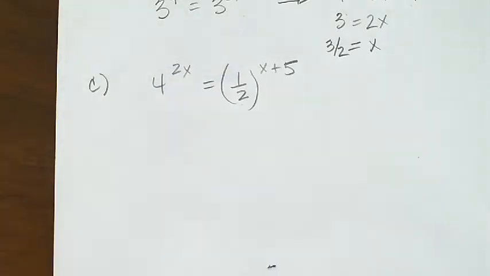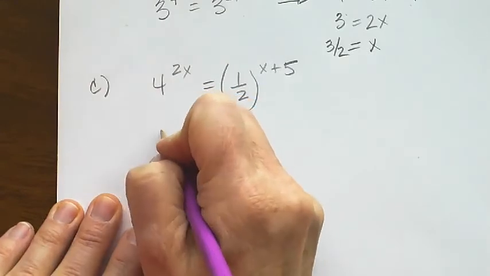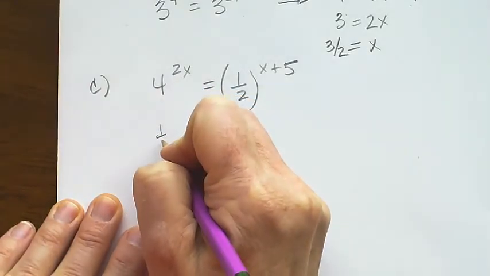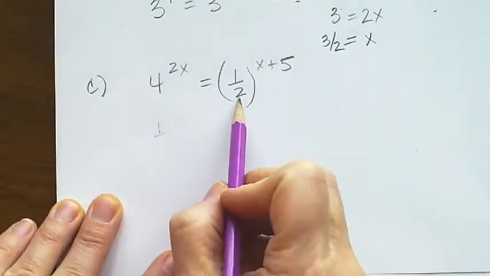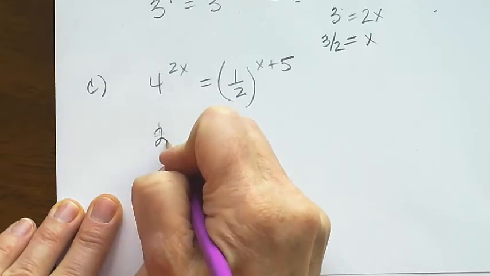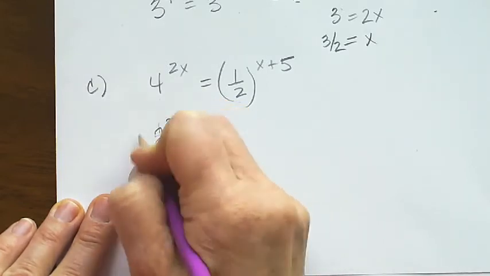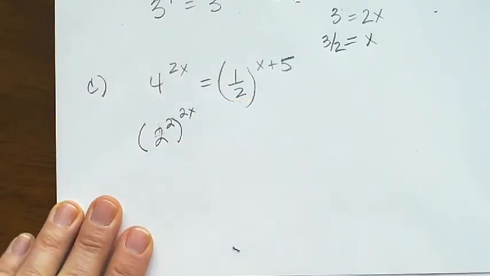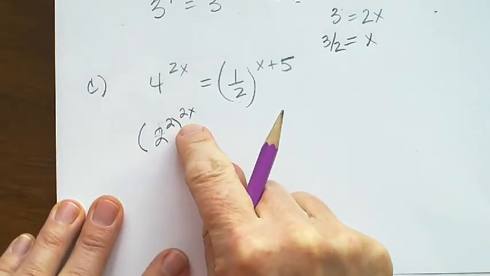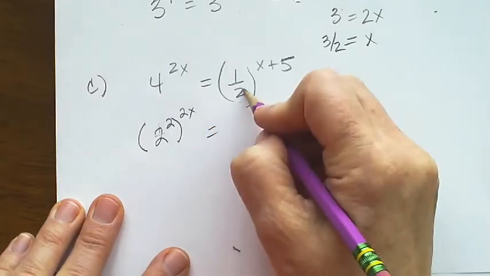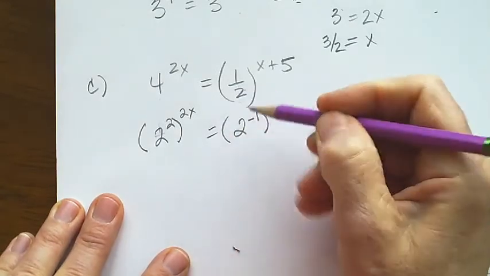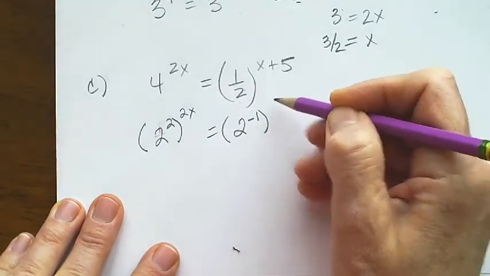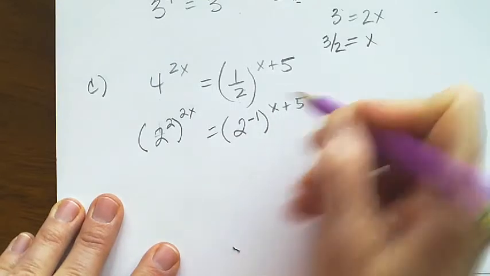Okay, so 4 is 2 to the second power. So I could write this as 2 squared, for 4, raised to the 2x power, and then 1/2 is 2 to the -1 power. So I could write 1/2 as 2 to the -1 raised to the x plus 5.